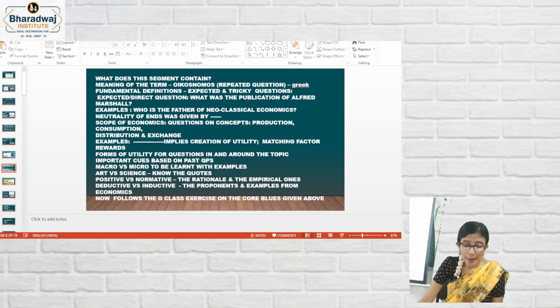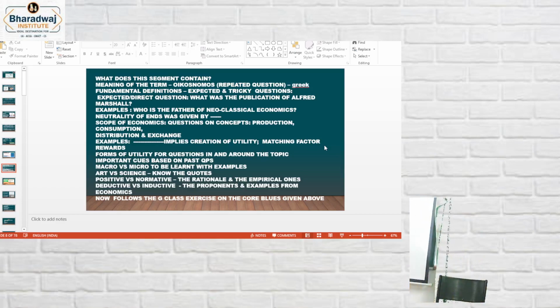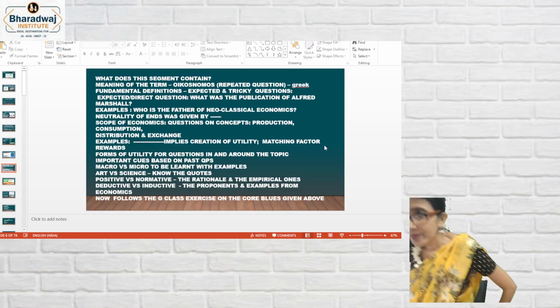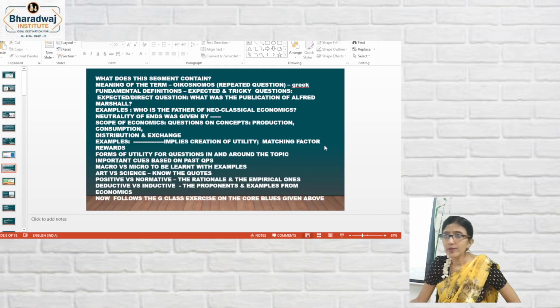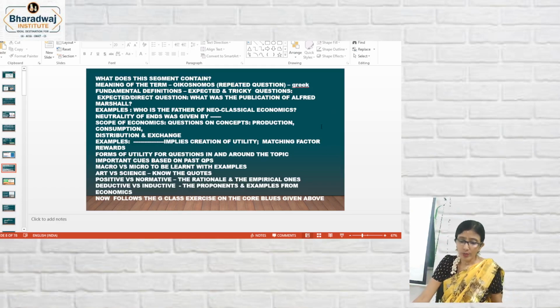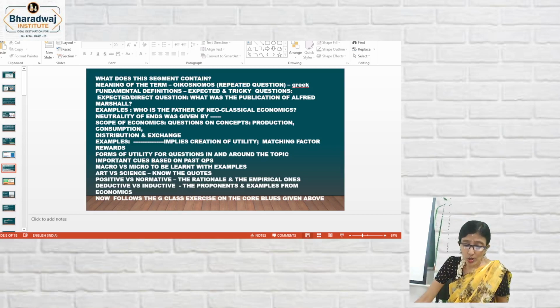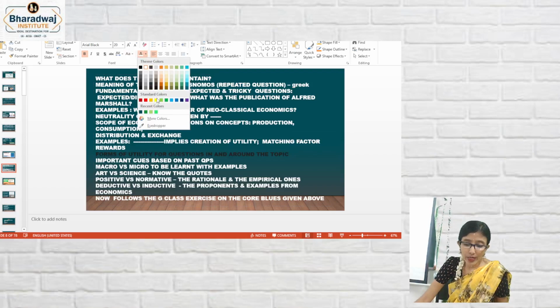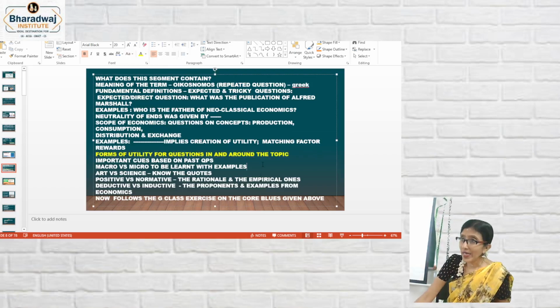Production, correct. Now, matching factor rewards is one question. So you are going to list out the factors of production and tell me the factor. Can you kindly do it? What is for land? Labor? Okay. Interest, sorry, capital? Organization? Okay. Now, forms of utility. We did a segment called forms of utility. This is for in and around question. Please note it. It is not out of syllabus, but in and around the topic this is asked. So that is very important.